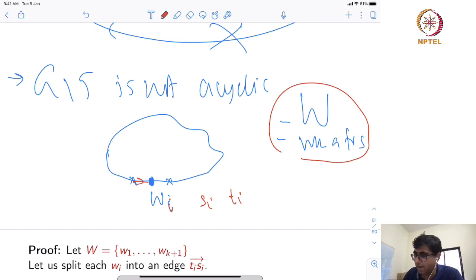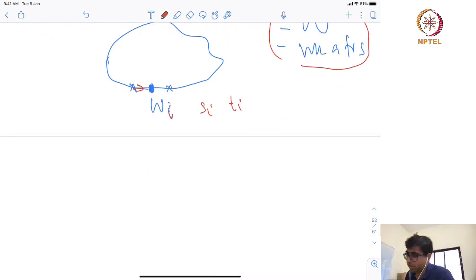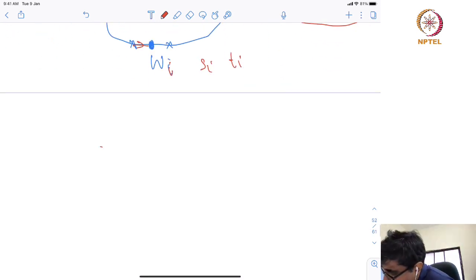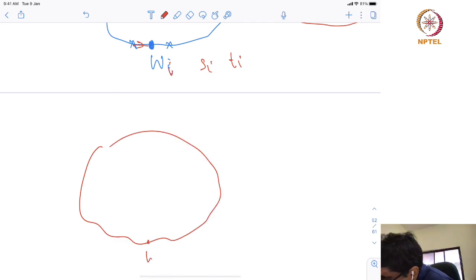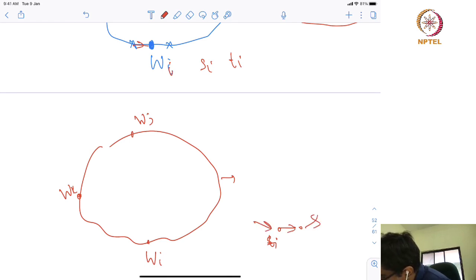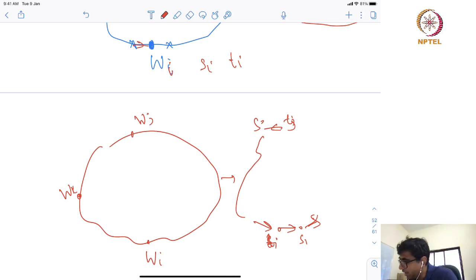And then you go along, and wherever you see, so what I mean to say is, what do you mean by this? So look at this. Maybe here just a cycle, and suppose this is wi, wj, wk. Suppose this is how it is. Then you replace wi with ti, si. That's it. Similarly, wj by tj, sj, and you get a cycle like this. But it is also a path in this graph from si to ti.